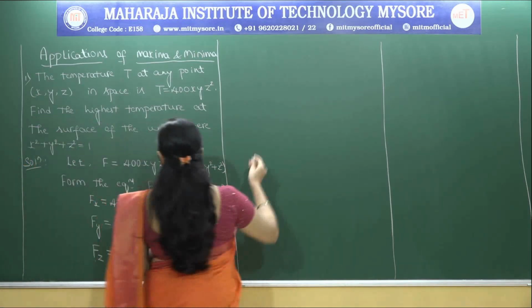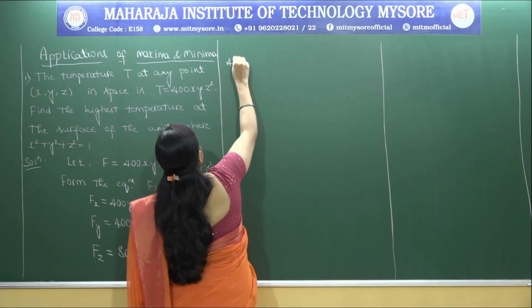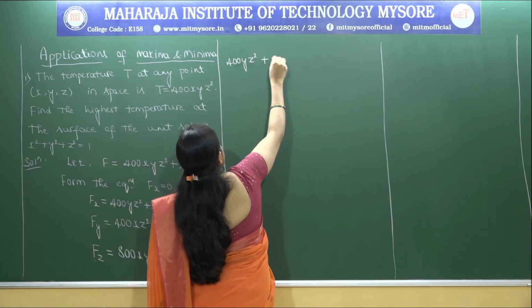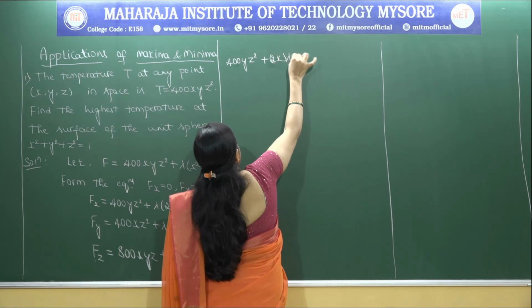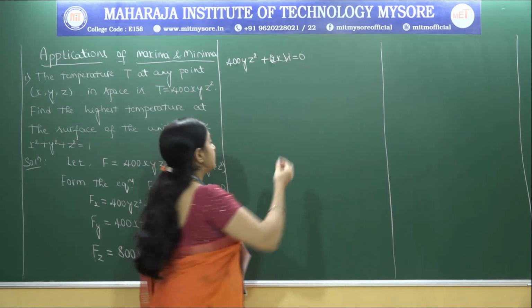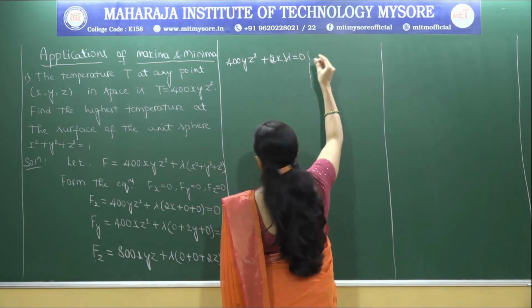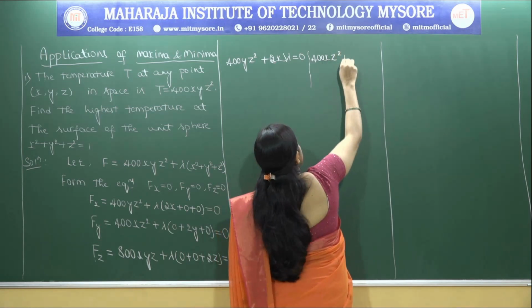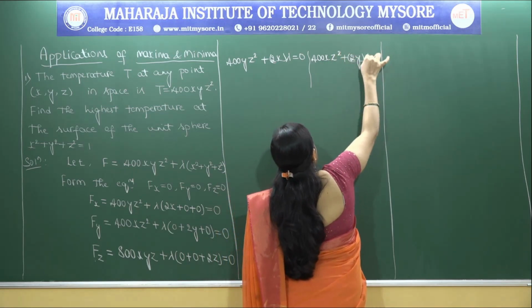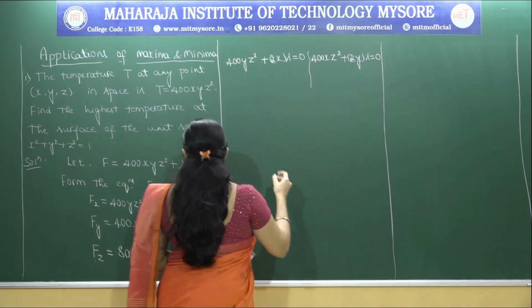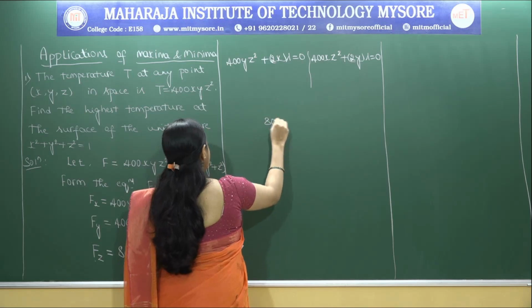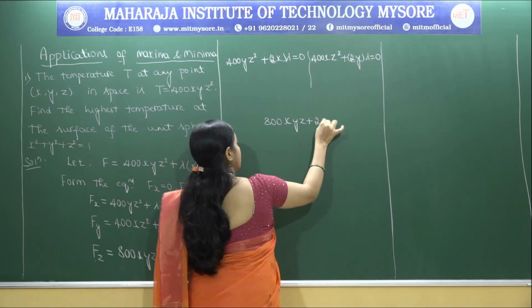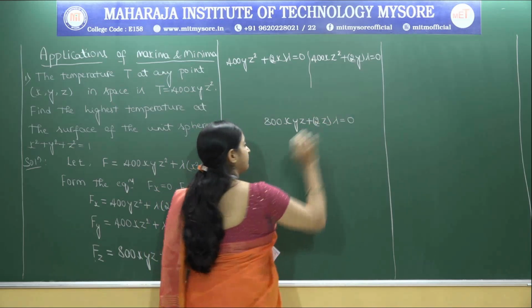So the first equation can be written as 400yz squared plus 2x lambda equals 0. Similarly, the second one, 400xz squared plus 2y lambda equals 0. The third one, 800xyz plus 2z lambda equals 0.